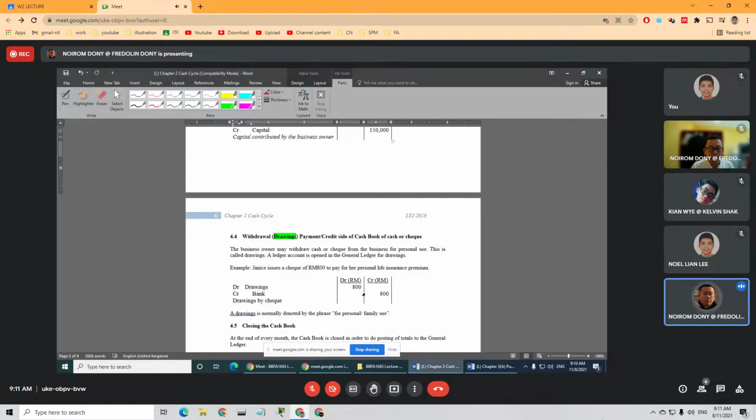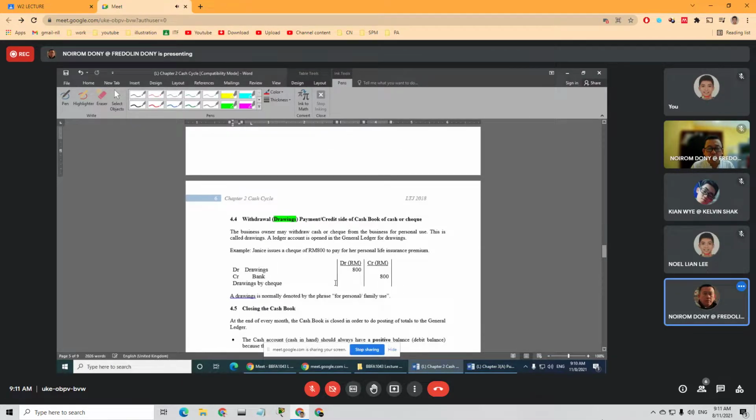What account? Which we have identified from the keyword just now, that is drawings, Janice. Then we put the narrative or description of this transaction: drawing by check. So this is not prime entry. This is only a journal entry explaining to you what account is to be debited and what account is to be credited. Okay, that is withdrawal, drawings.